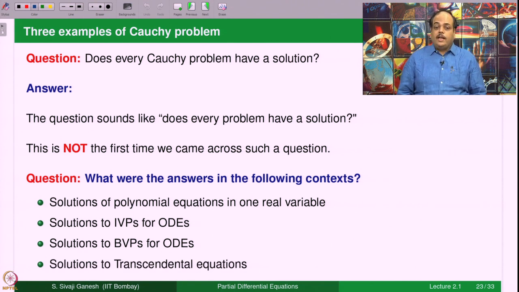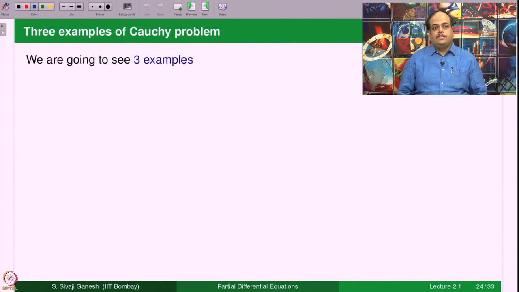Then solutions to transcendental equations, this is the most difficult one, it is not like polynomials. So, you have to worry, each separate equation is a different story. There are once again sufficient conditions. Now, let us see what are the examples.